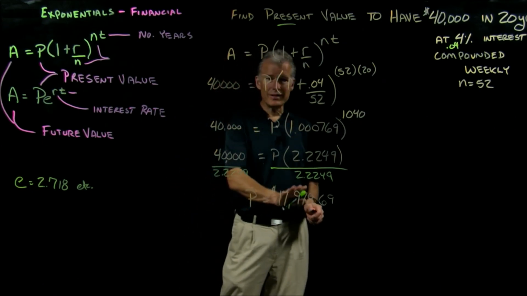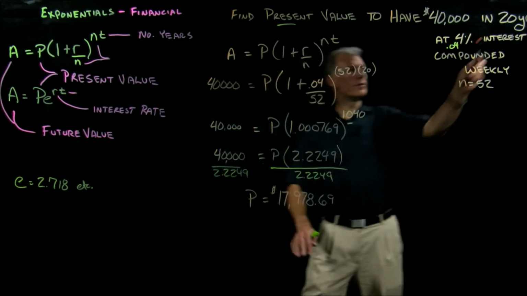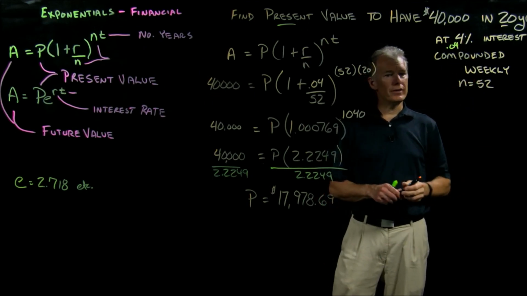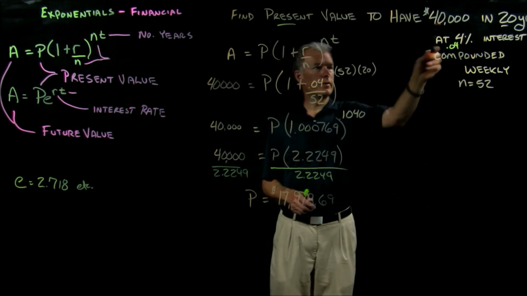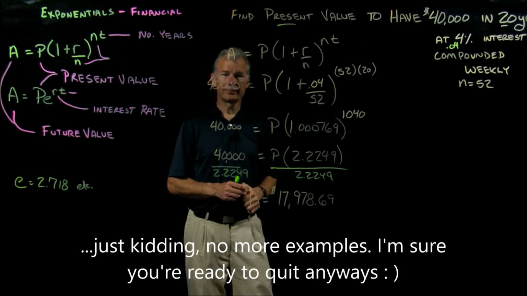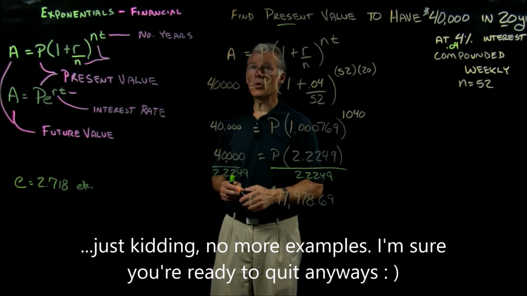So this is the amount we need to put in the bank. We're going to leave it there for 20 years at this interest rate, compounded weekly, and we'll end up with $40,000 when we're all done. All right, so I have one more example like this for you. Let me pause and clean the board.